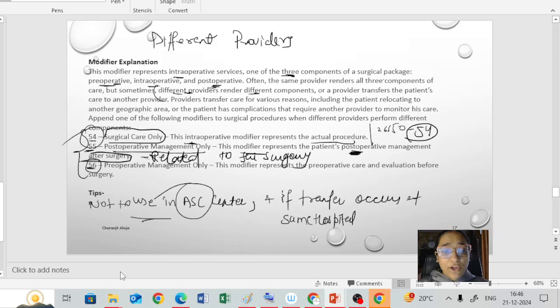Then we have preoperative management, modifier 56. Preoperative management means the doctor is evaluating the patient before the surgery, just to make sure that the patient is ready for the surgery. That's it for these three modifiers.